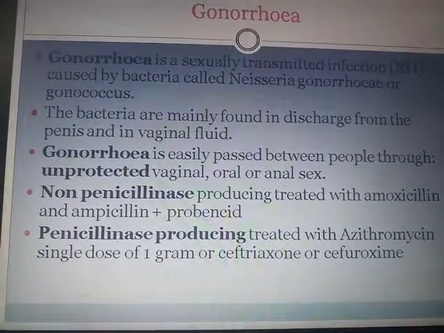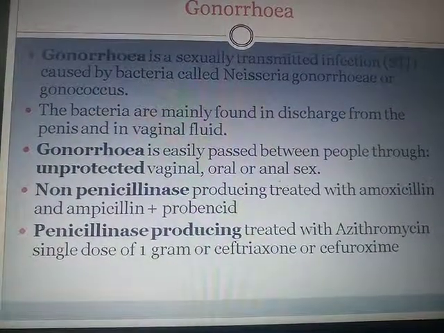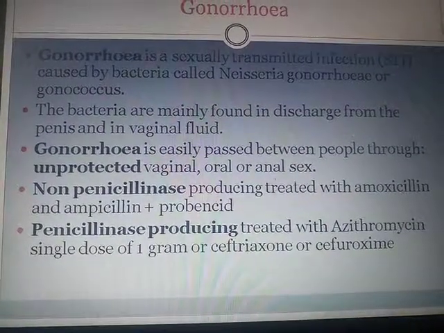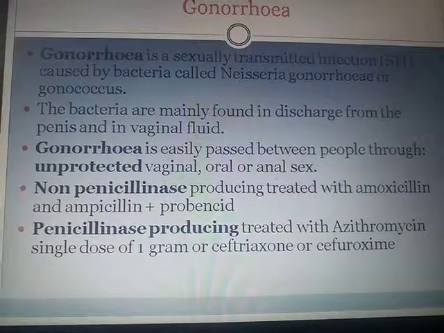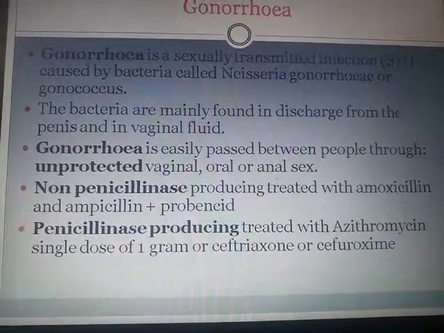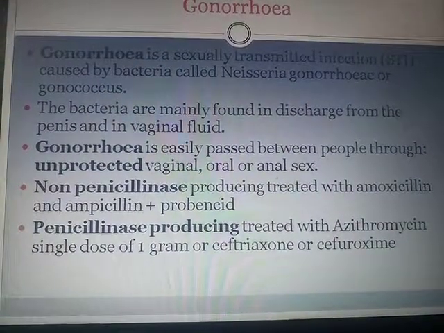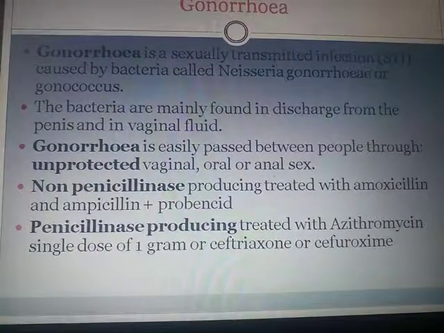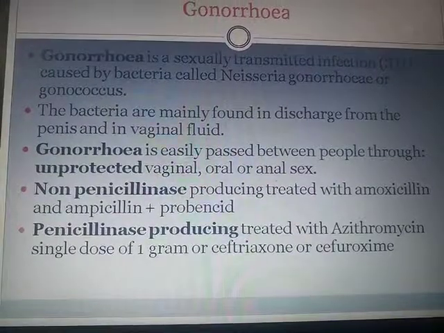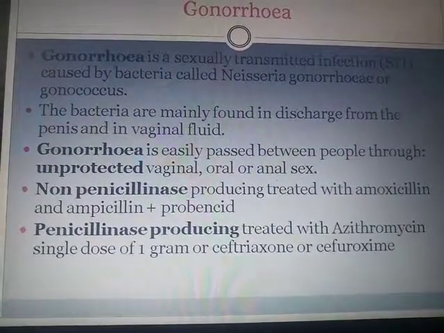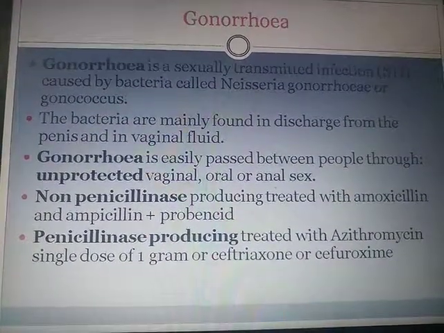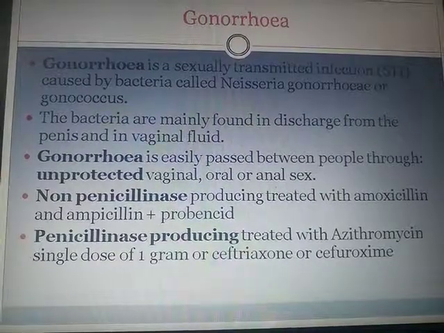Now, what is gonorrhea? Gonorrhea is a sexually transmitted infection caused by the bacteria Neisseria gonorrhoeae, or gonococci. The bacteria is found in the discharge from the penis and in the vaginal fluid. Gonorrhea is easily passed between people through unprotected vaginal sex, oral sex or anal sex. But the word unprotected is important. You have to use protection to prevent the spread of gonorrhea.